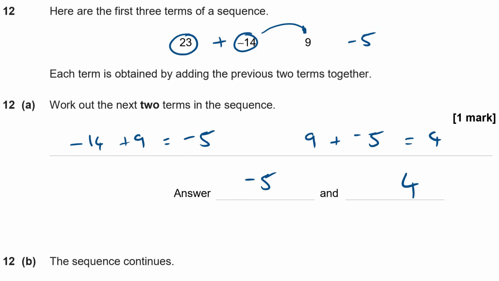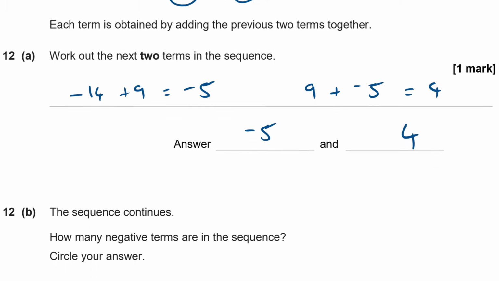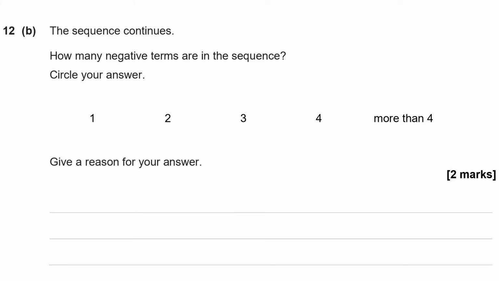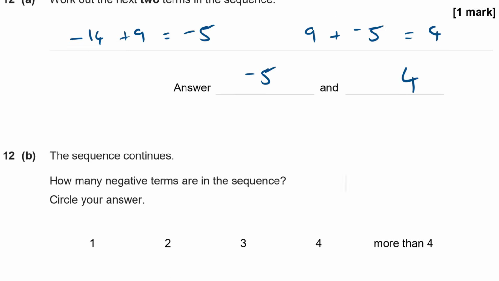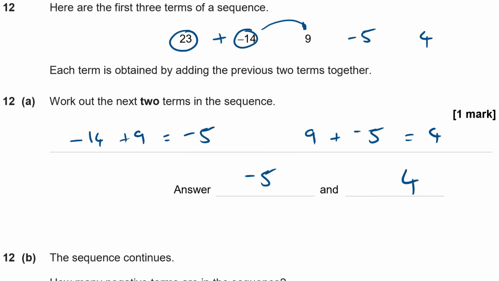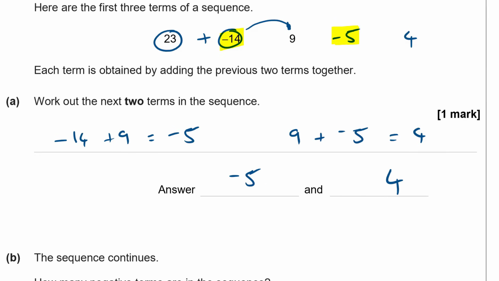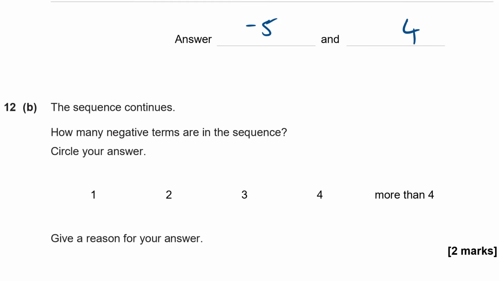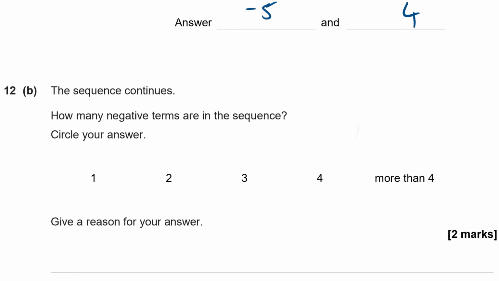So I'm going to get negative 5 and 4. Right, now part B says the sequence continues. How many negative terms are there in the sequence? Okay, well, we've had 2 so far. We've had minus 14 and minus 5. Now what's going to happen next? What's going to happen as our sequence continues? I think we're going to need a few more terms to work this out. We've already got 2, but will there be 3, 4 or more as the sequence continues?